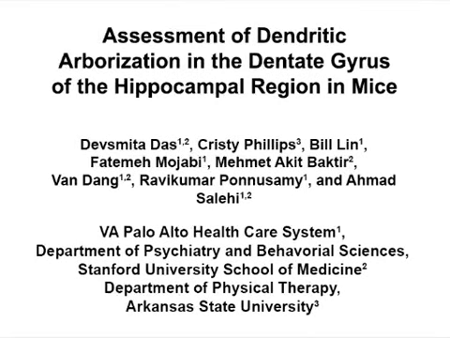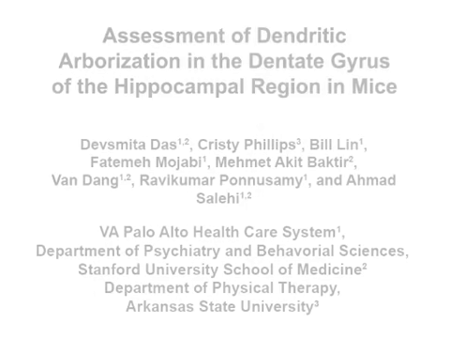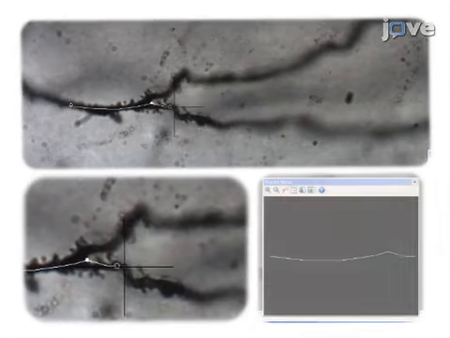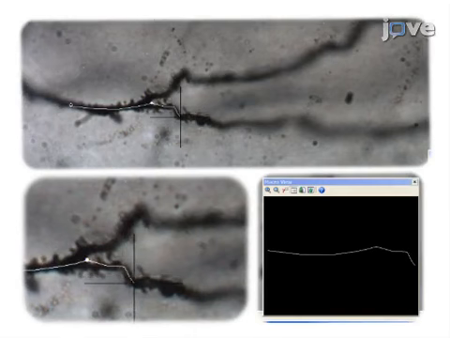The overall goal of the following experiment is to study the extent of dendritic arborization in the hippocampus of a mouse model. This is achieved through two different methods. In the first method, dendrites are traced manually in real time throughout the entire thickness of each section.